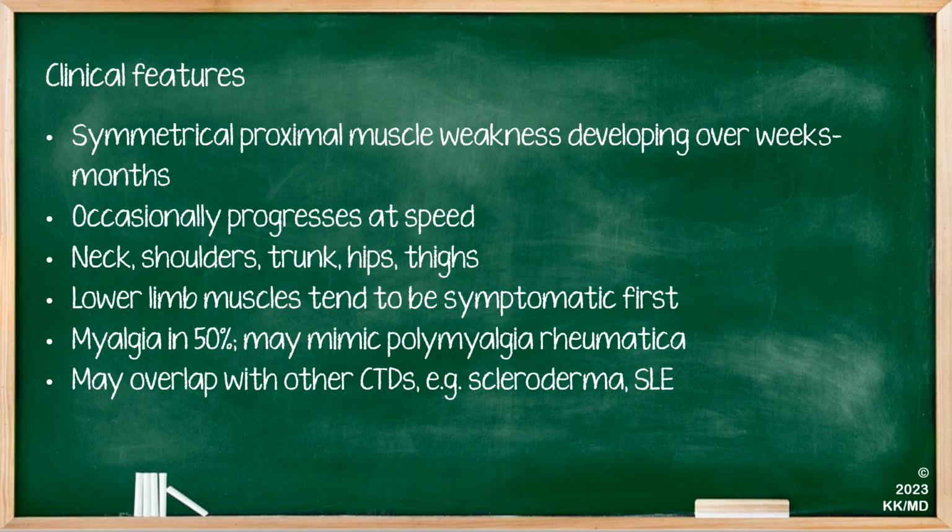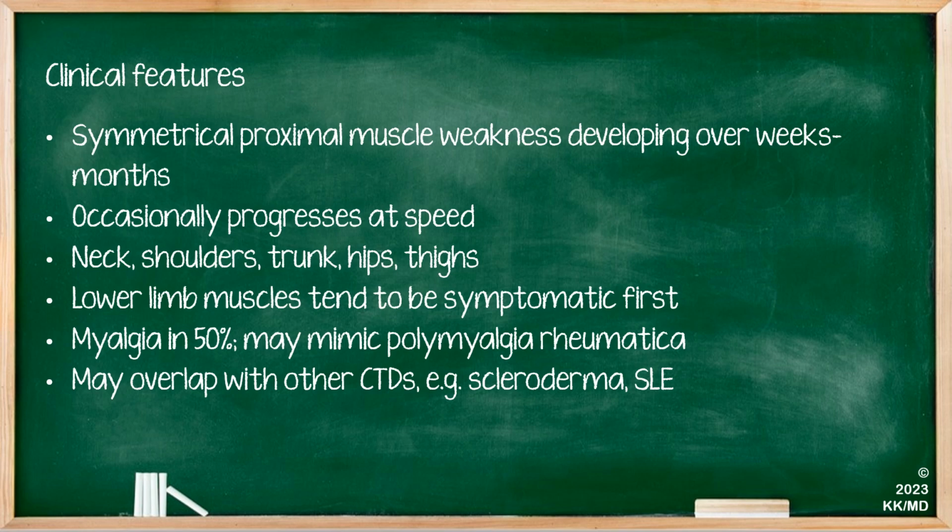As for clinical features, the cardinal feature is a symmetrical proximal muscle weakness, which happens over a period of weeks to months. Occasionally, it can happen at a faster speed, and it would normally involve the neck, shoulders, trunk, hips, and thighs.